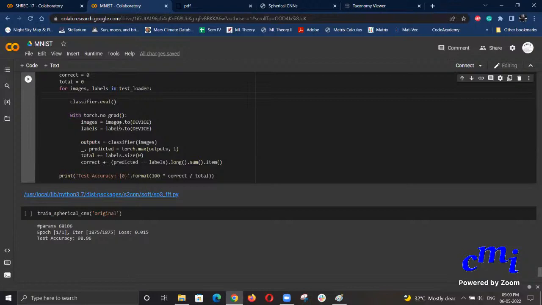In case of MNIST, it was just to show that even without data augmentation, these models can still perform well.